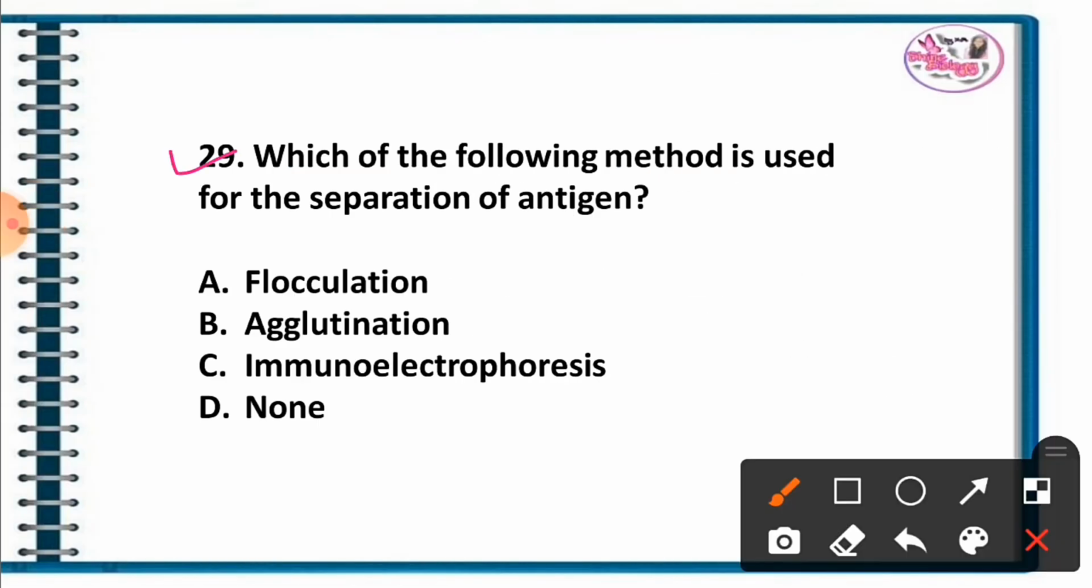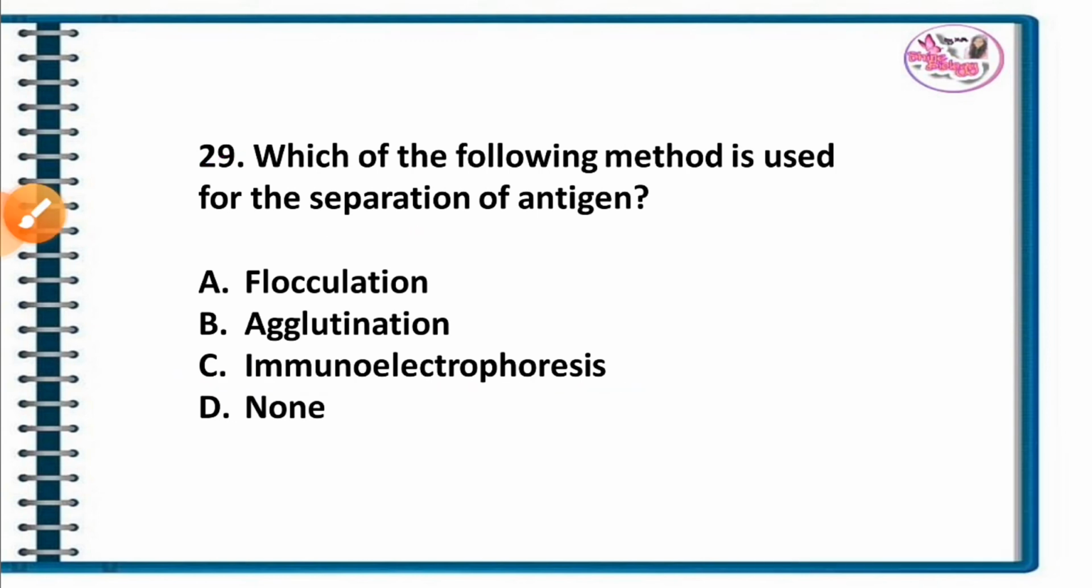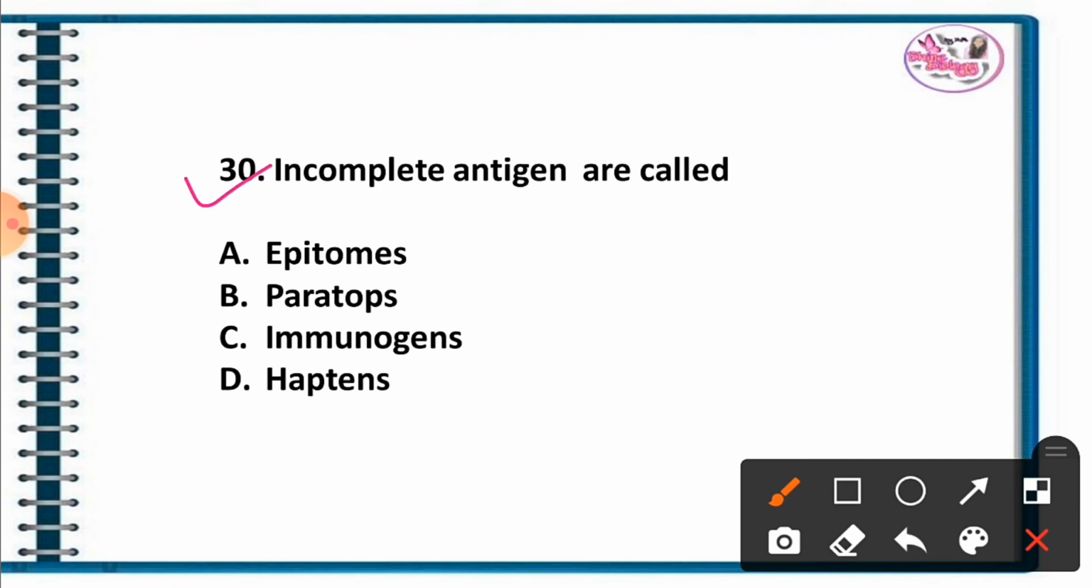Question 29. Which of the following methods is used for separation of antigen? The correct answer is option C. Immunoelectrophoresis is used for separation of antigen. Question 30. Incomplete antigens are called. The correct answer is option D. Haptens are called incomplete antigens.